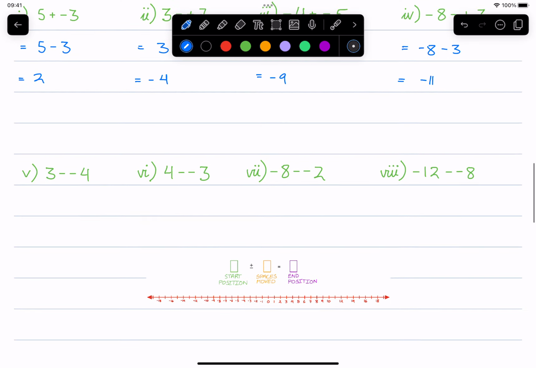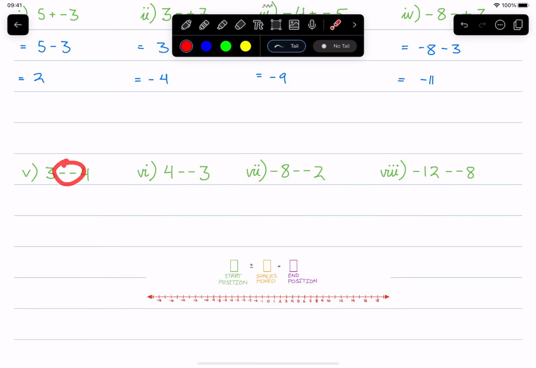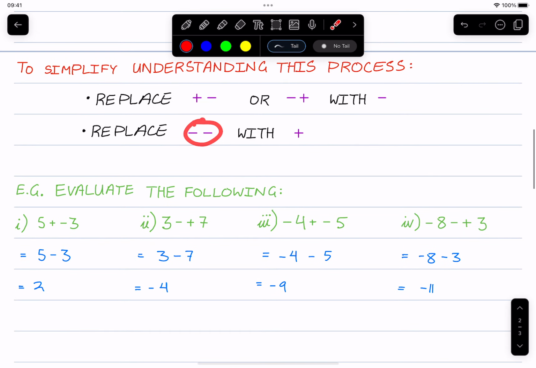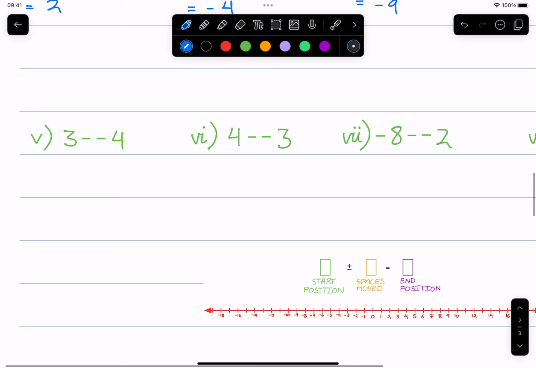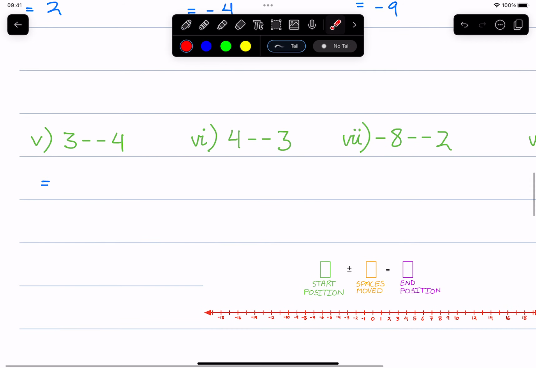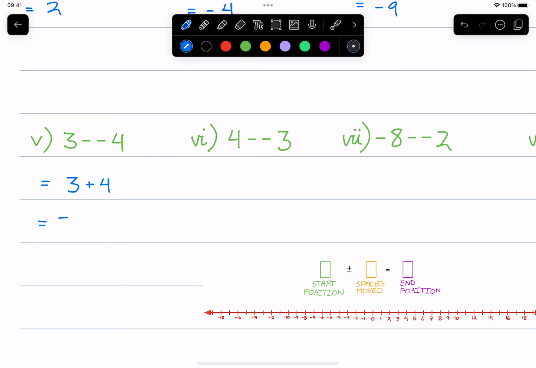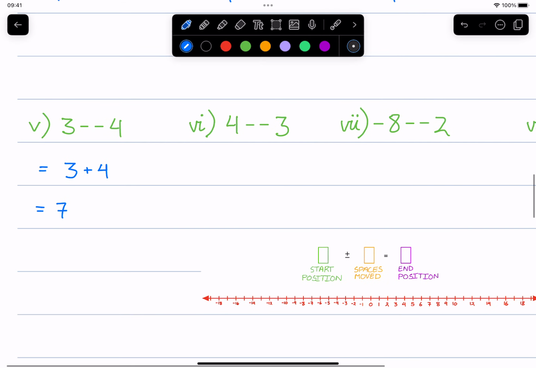And these 4 examples are a demonstration of 2 negative symbols like this. So 2 negative symbols, we just replace it with a plus. So 3 minus minus 4, so minus negative 4, can simply be replaced with 3 plus 4, which is just a nice and easy 7. Likewise, even if we switch them around, 4 minus negative 3, well, that becomes 4 plus 3. That is also 7.